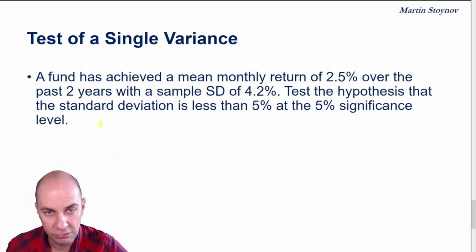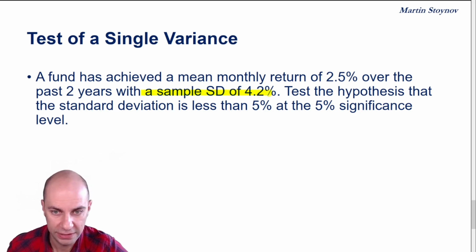Test of a single variance then. Now, this isn't particularly tedious. We are going to go over a computation. So continuing with our previous example, the fund achieved 2.5% monthly return, and here was the standard deviation. Now we want to perform a test on the standard deviation. Test the hypothesis that the standard deviation is less than 5% at the 5% significance level.